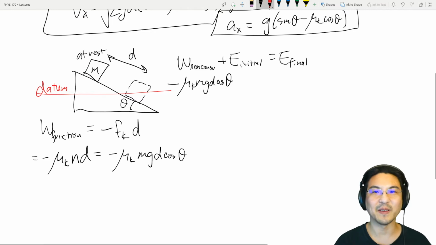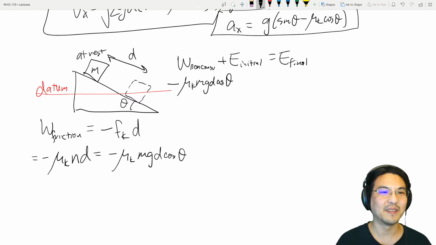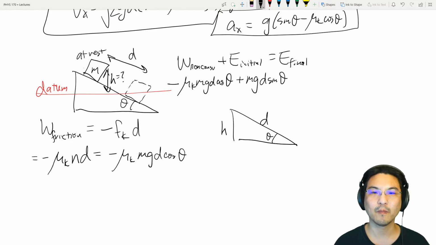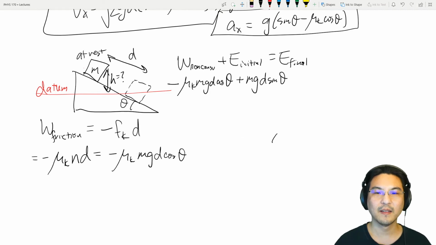So if the datum is down there, we're starting above the datum, this much. How high is that? Right, it looks like a triangle where this is h, this is d, this is theta. So sine is opposite over hypotenuse, so h is d sine theta. So we're starting with gravitational potential energy, positive, mgh, which is mg d sine theta. Okay, and then that's it.